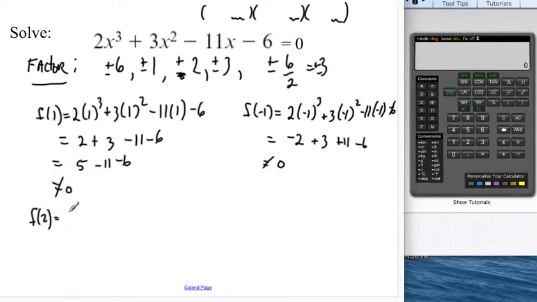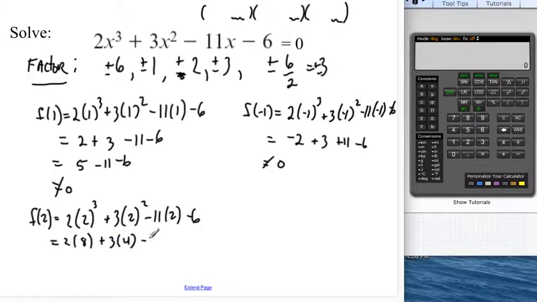If we put in 2, so we got 2 times 2 cubed plus 3 times 2 squared minus 11 times 2 minus 6. So that's 2 times 8 plus 3 times 4 minus 22 minus 6. So that's 16 plus 12 minus 22 minus 6. 16 plus 12 is 28, and then this is minus 28. We get 0. So this is telling us that 2 is a solution to this equation.